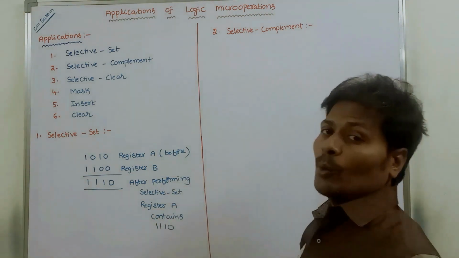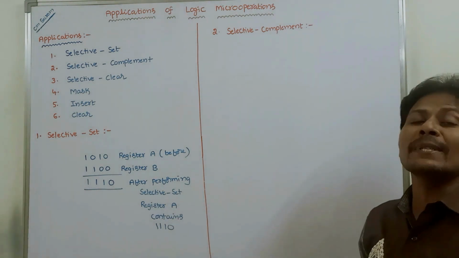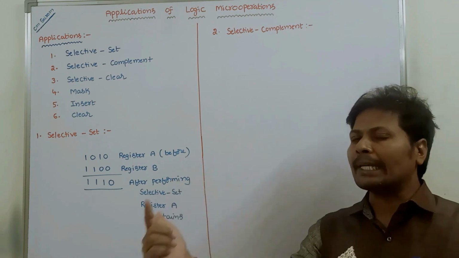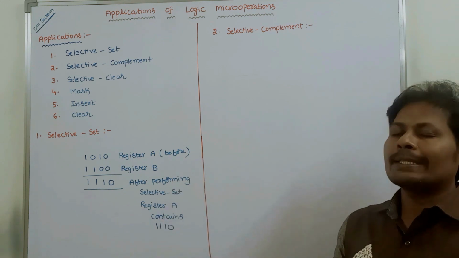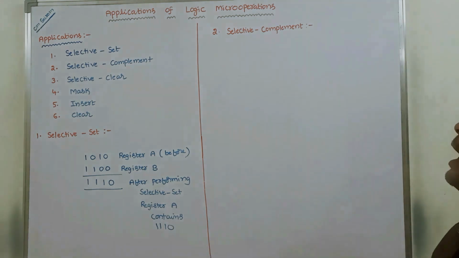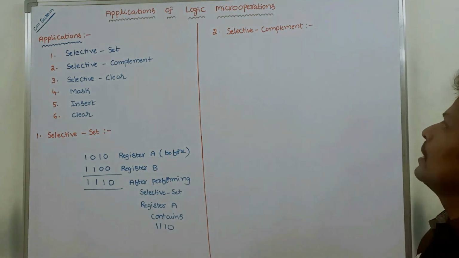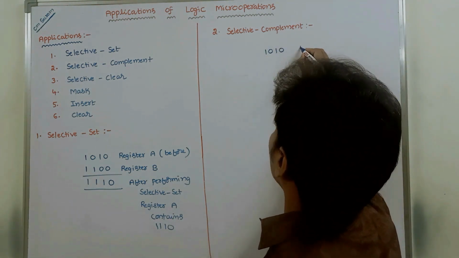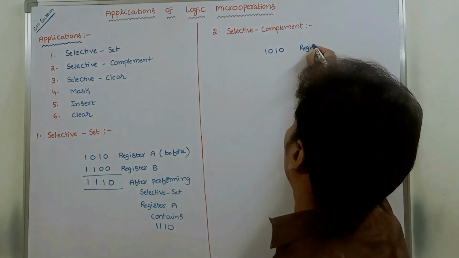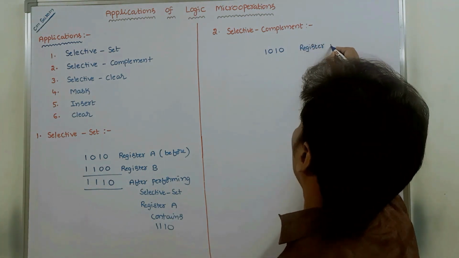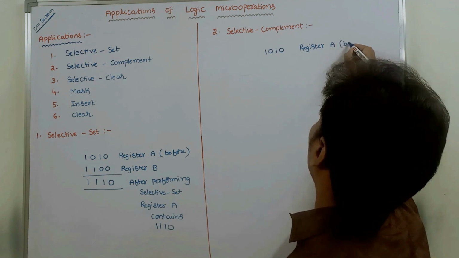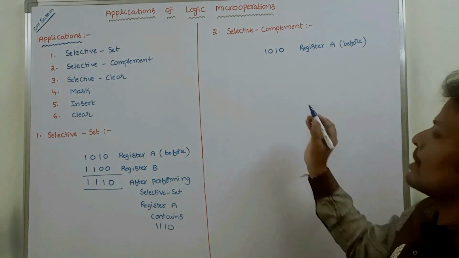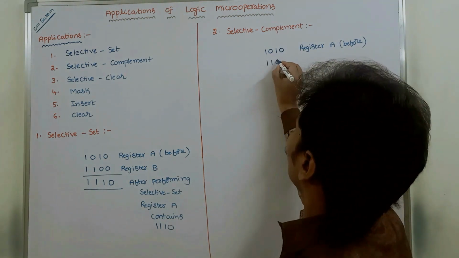That means we have to complement some selective bits. If it is 0, it is complemented as 1. If it is 1, it is complemented as 0. How can it be performed? Suppose register A contains 1010 before performing the selective complement operation, and register B contains 1100.